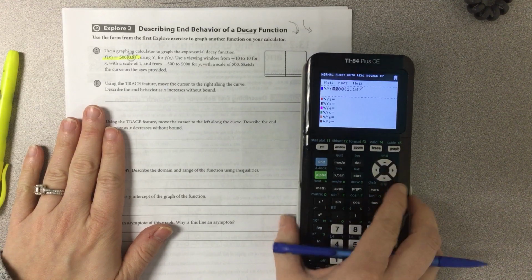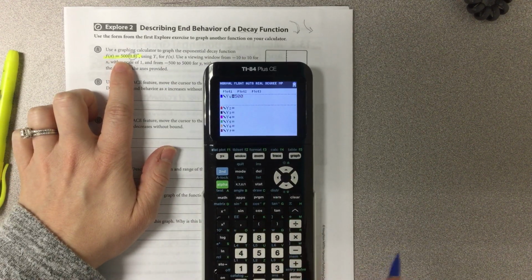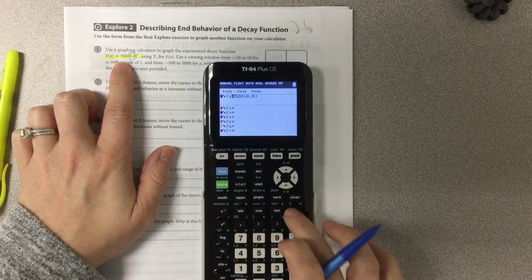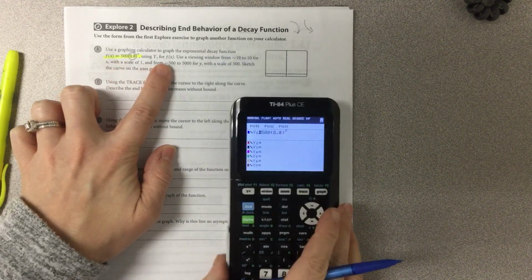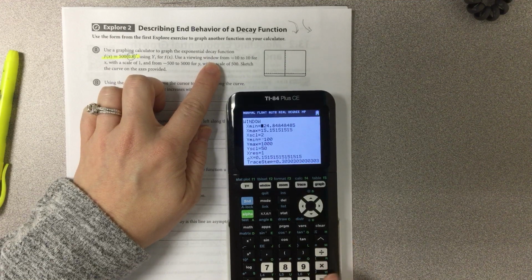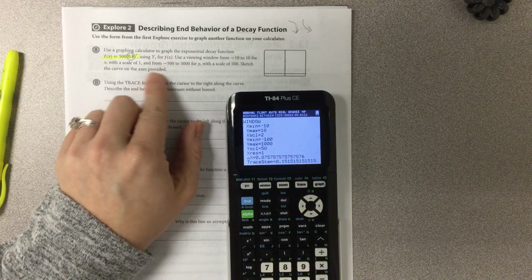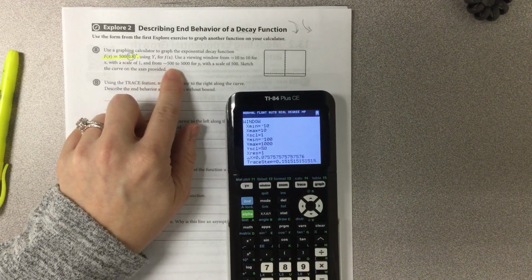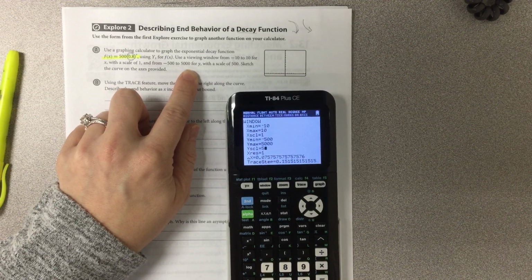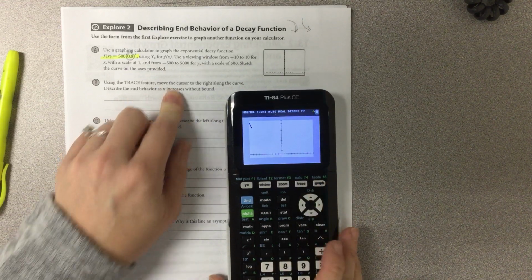Let's go ahead and clear out the one we had, and we'll input this new one. Again, I'm on the y equals screen. 500 times 0.8 to the power of x. And they give us another viewing window, so I'll change my window. We want -10 to 10 for the x-axis with a scale of 1, and -500 to 5,000 with a scale of 500 for the y-axis. And now I can take a look at my graph.